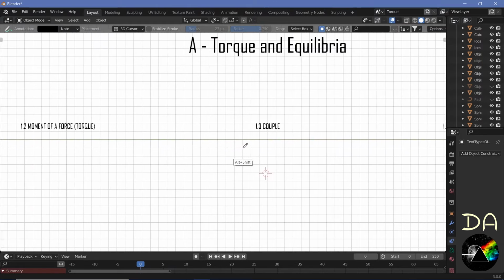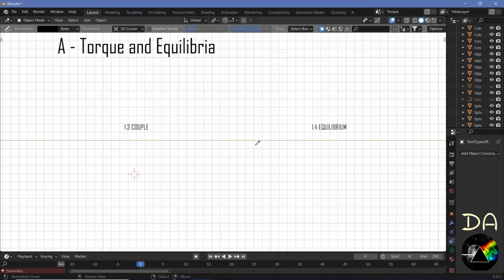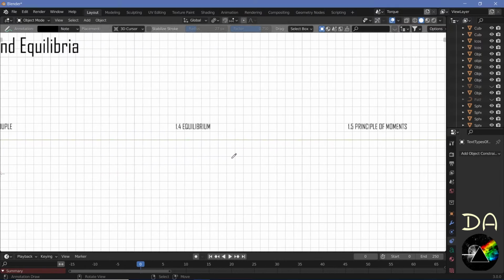Then we're going to deal with what's called a couple in physics, equilibrium, and finally, the principle of moments, which is a culmination of what we've learned till then.